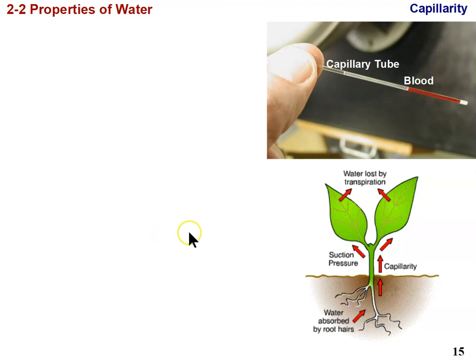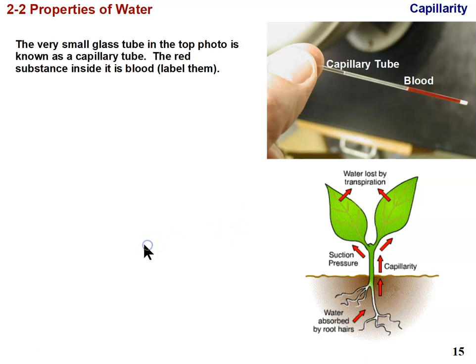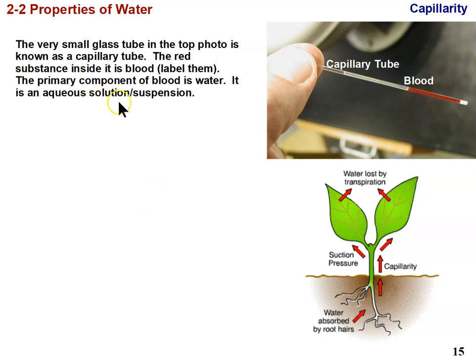And it's the idea that water will move all by itself up through very small tubes, very small diameter tubes, or fine meshwork. So this very small glass tube here is called a capillary tube, and this is blood in the capillary tube. And blood is an aqueous solution. It's both an aqueous solution and a suspension. The blood cells are suspended in it, but there are all kinds of things dissolved in it, and that's what makes it a solution. But it's in water, right? Aqueous refers to water. And so if you go to the doctor, a doctor may use a capillary tube to take a sample of your blood.